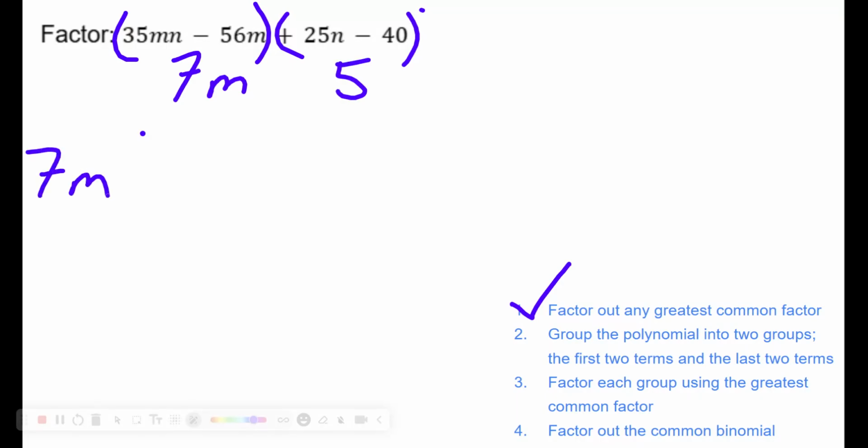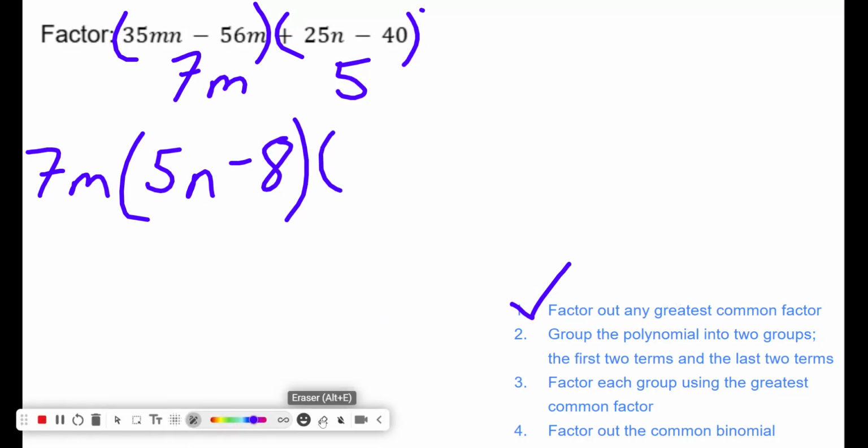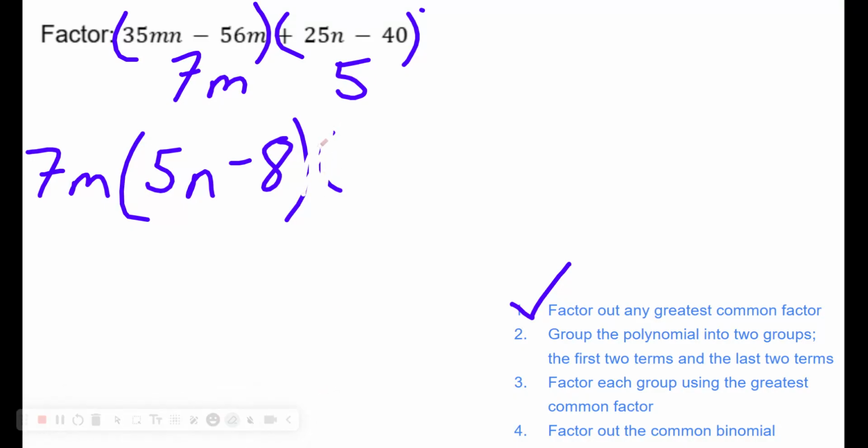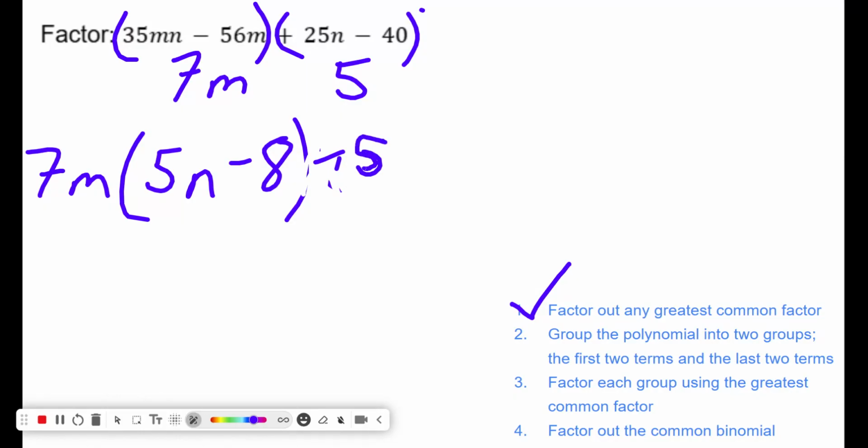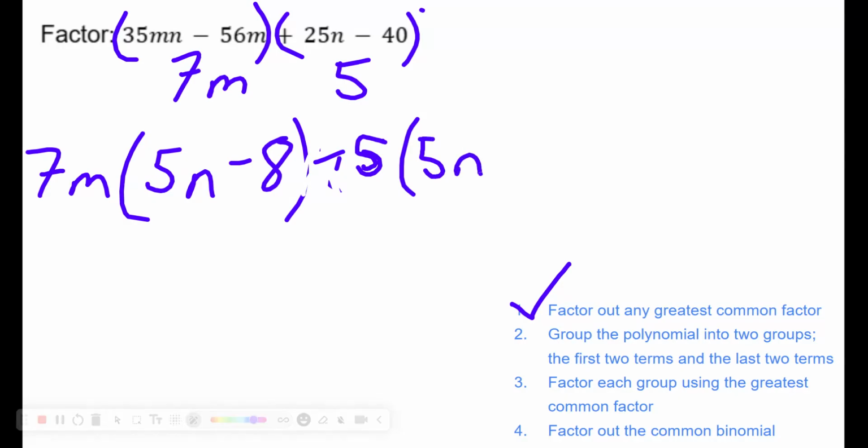Alright, so let's take 7m here. 35 divided by 7 is 5. Mn divided by m is going to leave us with the letter n. And 56m divided by 7m is just 8. Here we've got, not that, go away. Can't undo that. Go away. That looks bad. Plus 5, because that's positive. And we've got 25n divided by 5, that's going to be 5n. Negative 40 divided by 5 is negative 8.